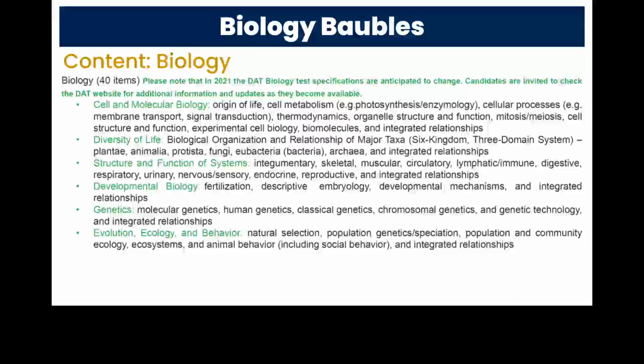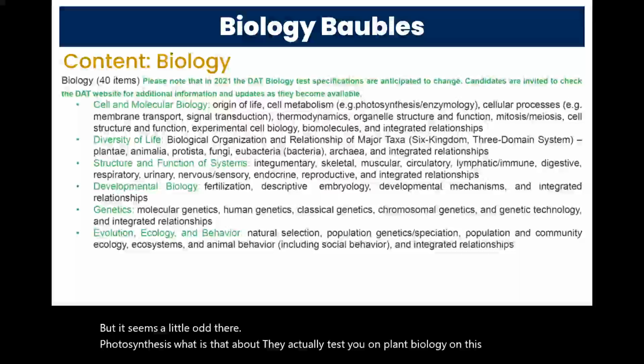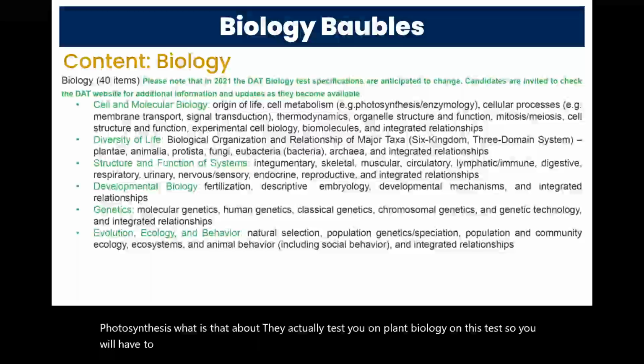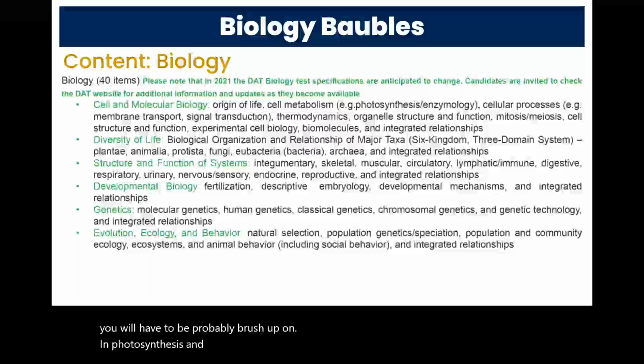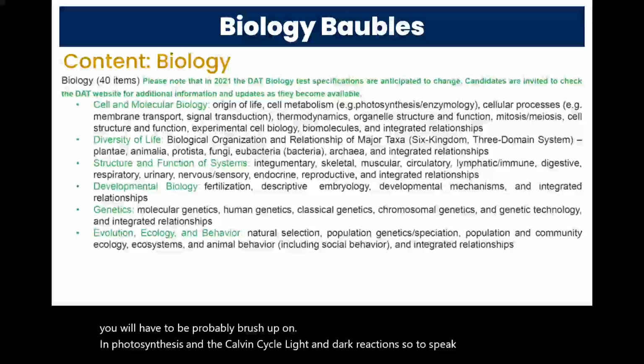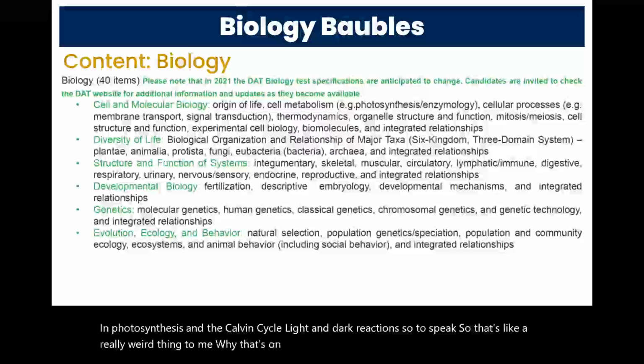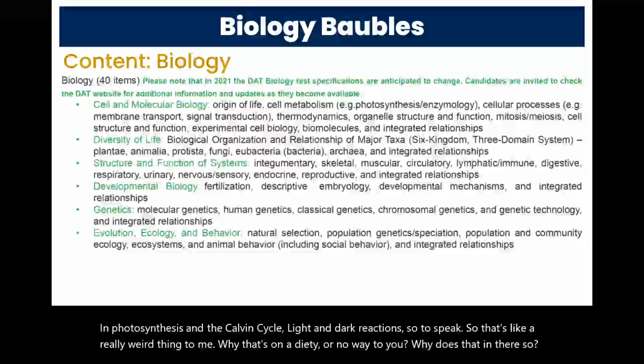Look under cell metabolism. What seems a little odd there? Photosynthesis. What is that about? They actually test you on plant biology on this test. So you will have to probably brush up on photosynthesis and the Calvin cycle, light and dark reactions, so to speak. That's a really weird thing to me, why that's on a DAT or an OAT. Why is that in there? So you do need to remember that kind of information.